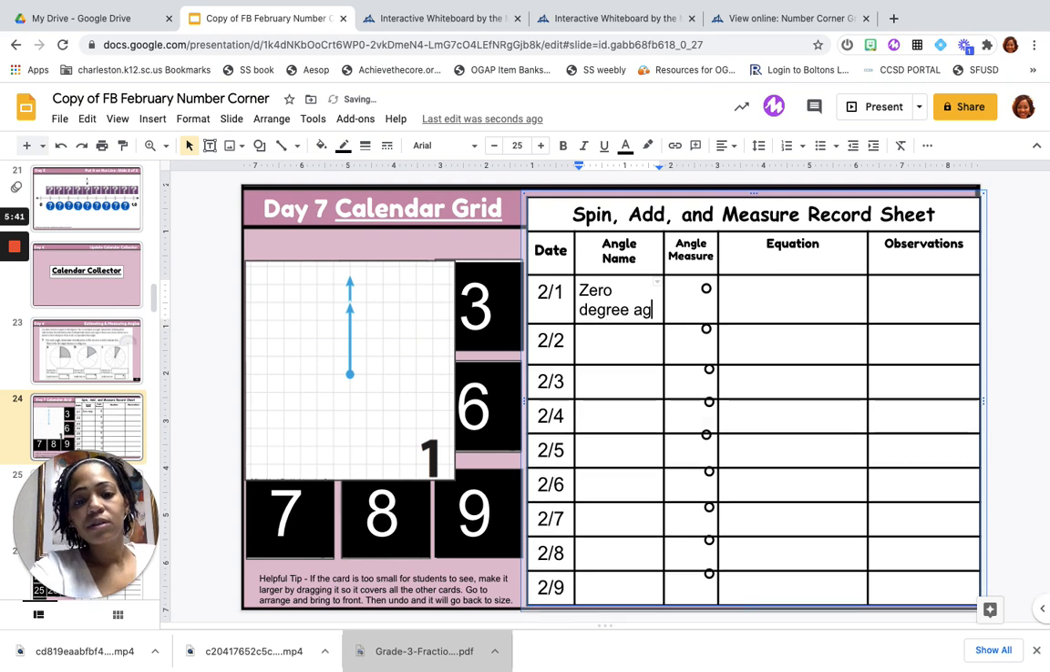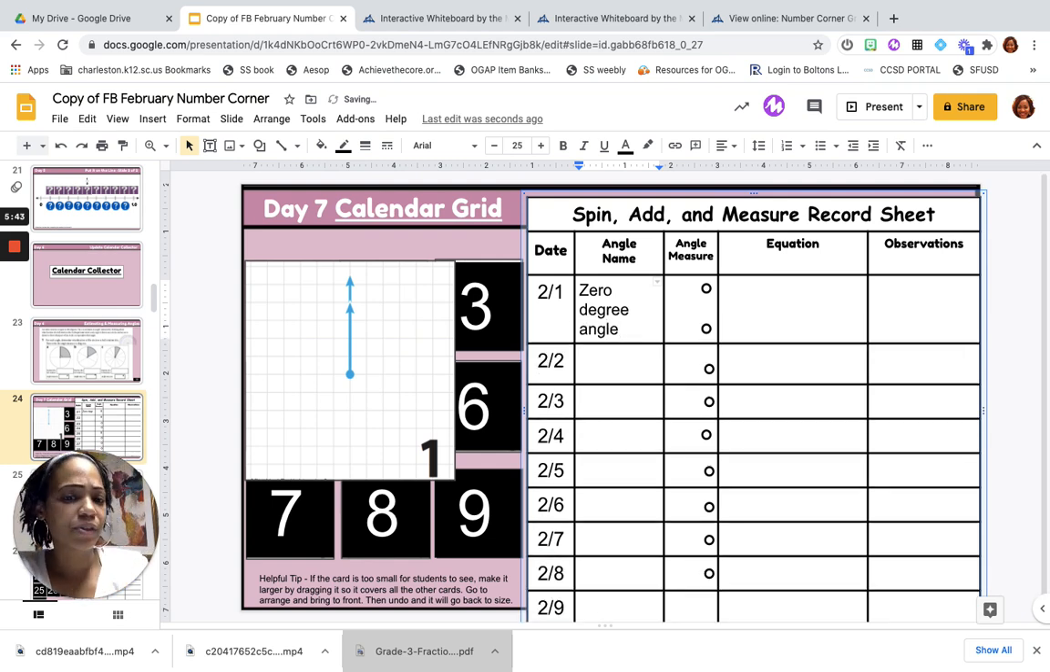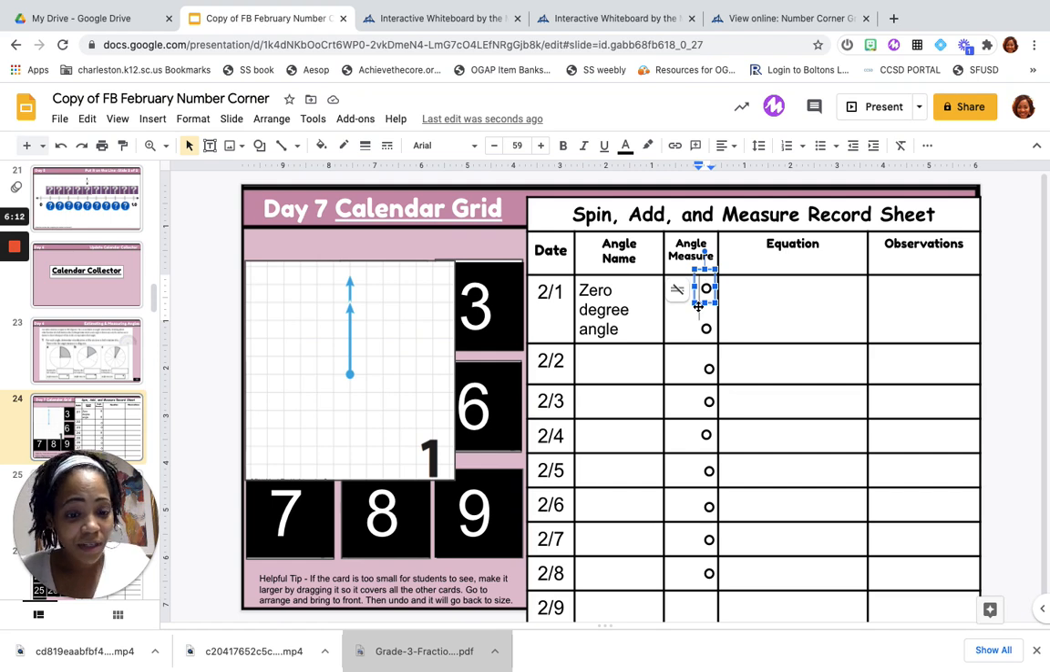Now, when you also look at this, I know we kind of talked about this when we first looked at our calendar grid, but it kind of reminds you like a clock, right? So we have a ray here, but essentially we have two rays, one on top of the other, and one of them is going to keep moving as our calendar grid progresses throughout the month in order to reveal the pattern that is being created. So we're starting with a 0-degree angle, and a 0-degree angle we know measures 0 degrees.